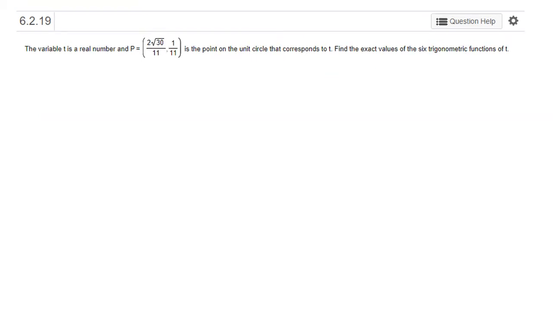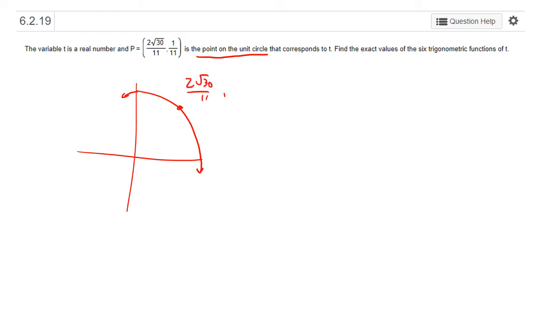So next we have a very similar problem. We are given a point on the unit circle. Notice that both coordinates are positive, so I'm somewhere in the first quadrant. Okay, so here's my unit circle. My point is somewhere in this quadrant. The x coordinate is 2 root 30 over 11, and the y coordinate is 1 over 11. The angle is therefore from the x-axis in the counterclockwise direction, so this angle here is t.